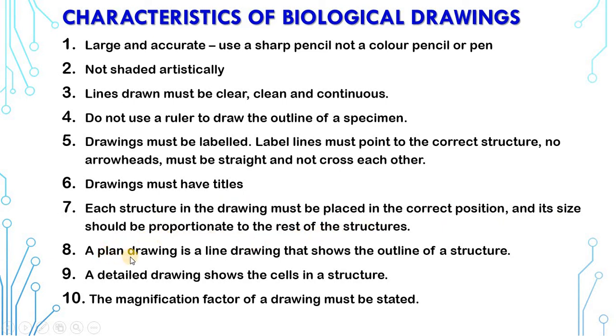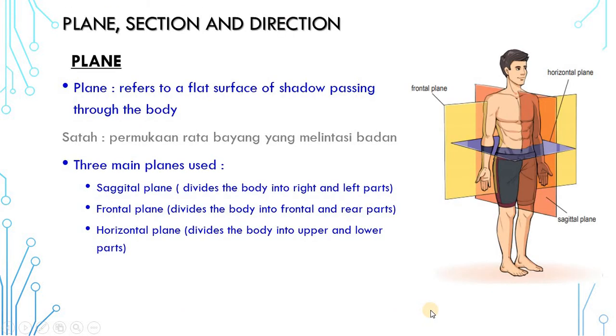Number 8, a plan drawing. A plan drawing is a line drawing that shows the outline of a structure. A detailed drawing shows the cells in a structure. Number 10, the magnification factor of a drawing must be stated. That is referred to the biological drawing. If you look in the textbook on page 13, you can see the difference between plan drawing and the detail drawing.